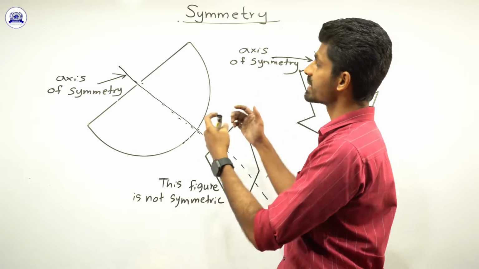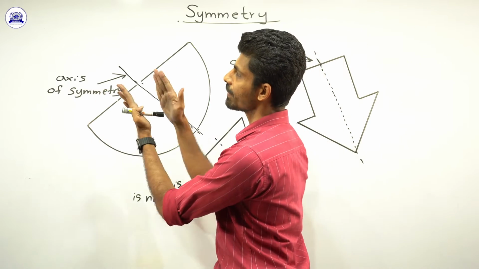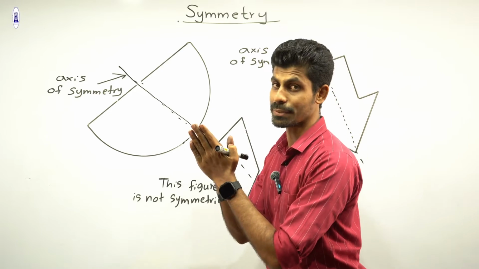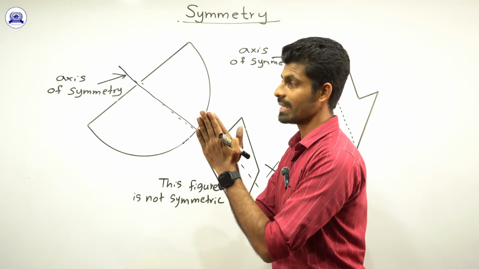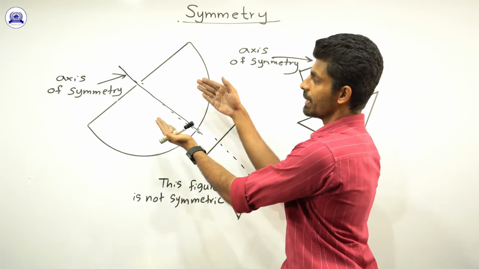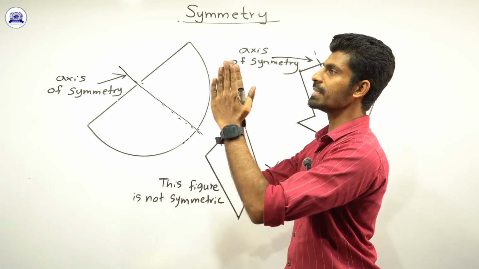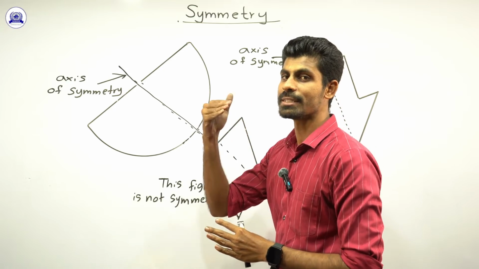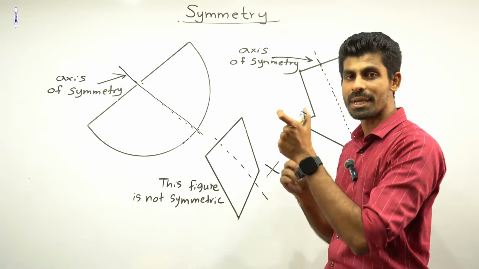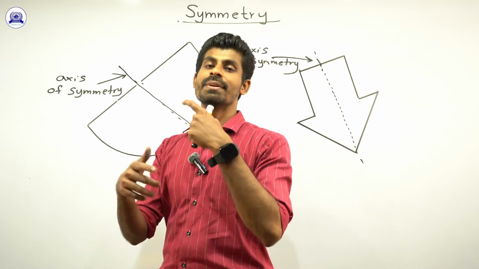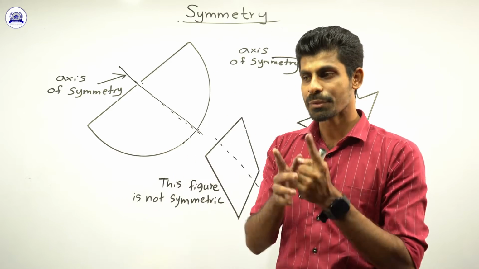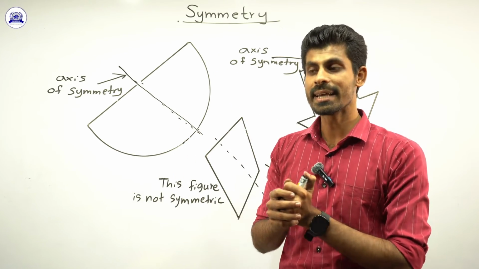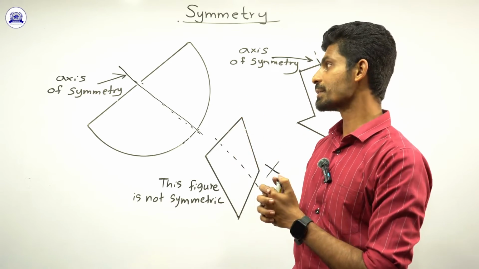So symmetry means you can equally divide into 2 parts, right? Look at this one. Equally divide into 2 parts, so that means symmetry. Now let's quickly move to some shapes. Let's try to understand how many axes of symmetry there are in some shapes.